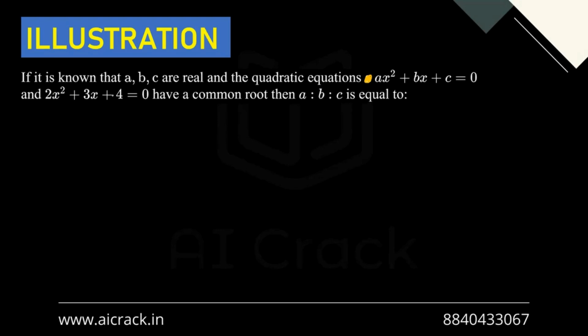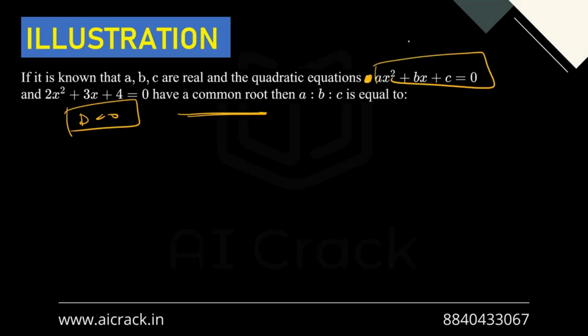If it is known that a, b, c are real and the quadratic equations ax square plus bx plus c equals 0 and 2x square plus 3x plus 4 equals 0 have a common root, then a is to b is to c equals, right? In this case, it has been given that it has one common root. But if you observe, D is less than 0 for this equation. We know that complex roots occur in pairs. And when we are saying it has a common root, which is a complex root, basically this also has D less than 0, right? Because it has one common root and it's complex.